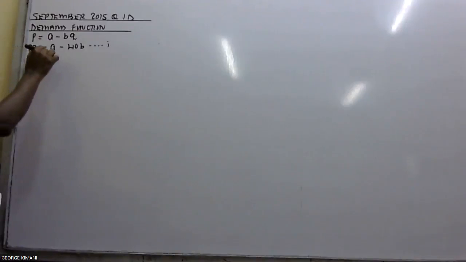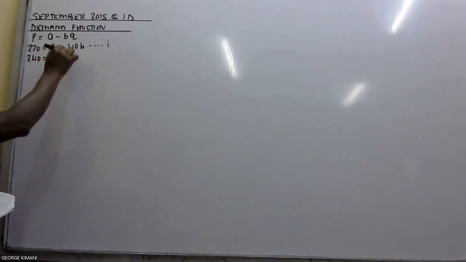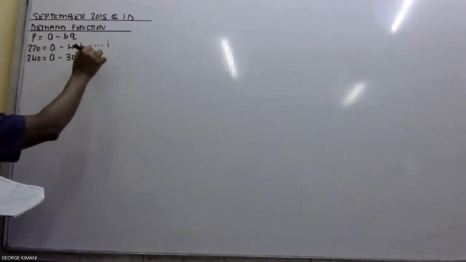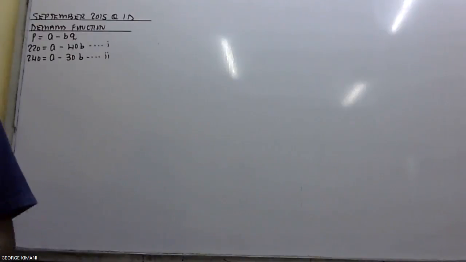Then we are told that when you increase the price to 240, the demand comes down to 30. So solve from there and give me the values of A and B. Solve those two equations.